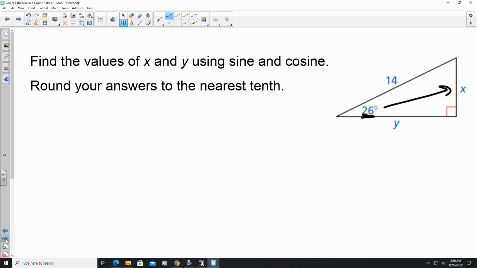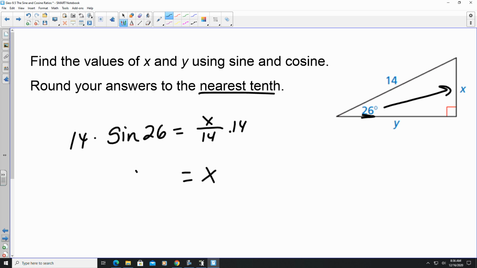So that means we are going to use the sine of 26 degrees, which is going to be equal to x over 14. So to find x, multiply 14 to both sides. x is going to be equal to the sine of 26 multiplied by 14, and that is about, and so they want it around the nearest tenth, 6.1.